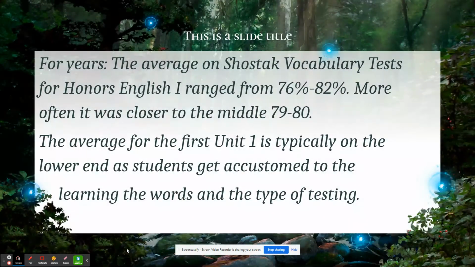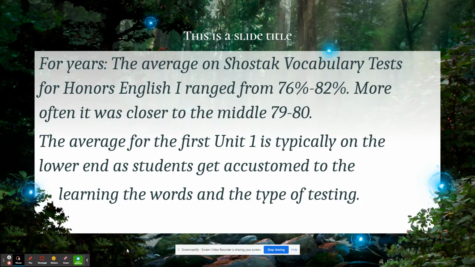Generally, on our Shostak vocabulary tests in the Honors English 1, my classes usually range an average of about 76 to 82, depending on which unit it is. I do typically 4 of these units a year. And usually on the Unit 1 test, the scores are a little lower because the students are getting used to the kinds of tests that we're doing.